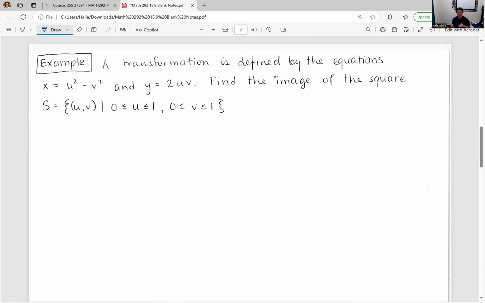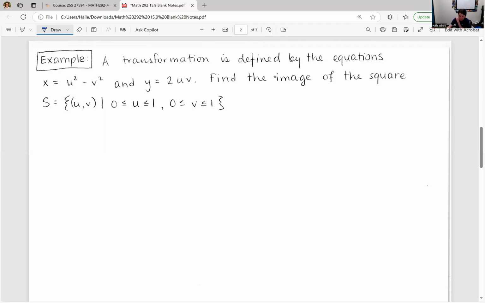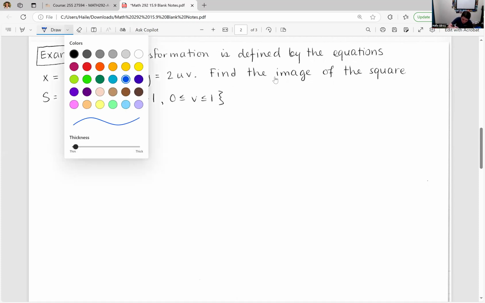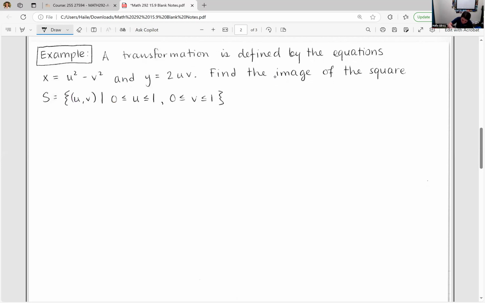So we're going to look at transforming one region into another and seeing what these multivariate images look like. Okay. So suppose we have a transformation defined by the equations x is equal to u squared minus v squared and y is equal to 2uv. We want to find the image of the square in the uv plane such that u is between 0 and 1 and v is between 0 and 1 under this transformation. Okay, so I'm going to actually start by sketching this square on the uv plane.